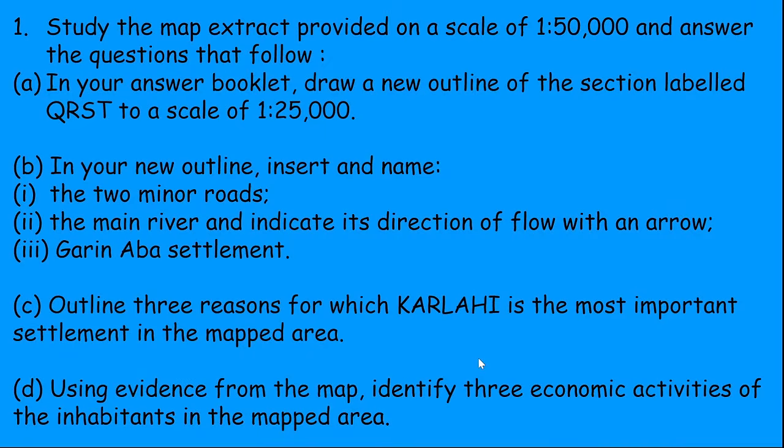And now moving on to the final question. Using evidence from the map, identify 3 economic activities of inhabitants in the mapped area. Now I know this question may look a bit difficult, but I assure you that we can find 5, if not more, economic activities of people in this mapped area.